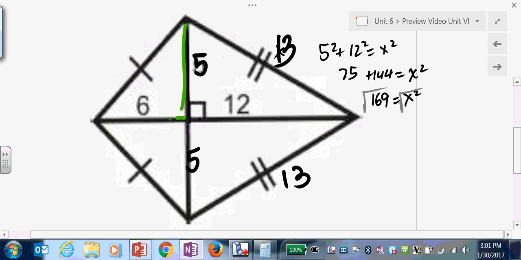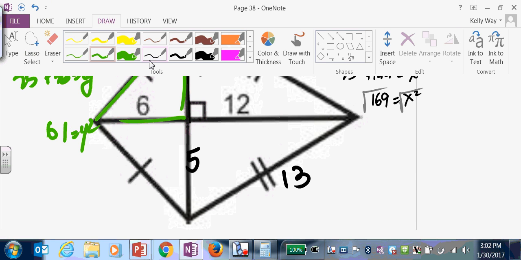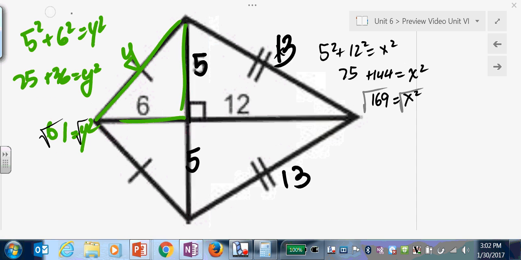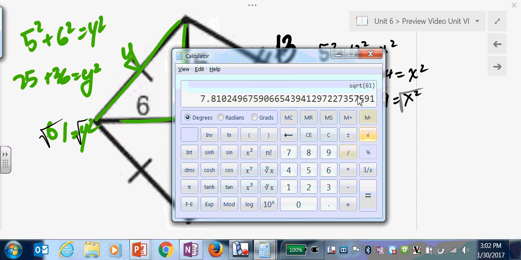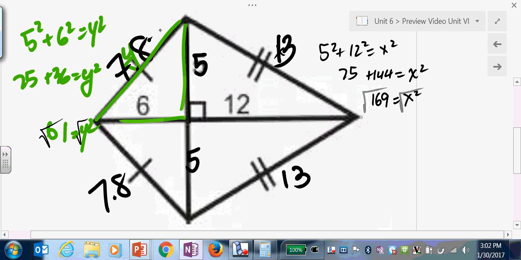We're going to come over here, and we're going to get 5 squared plus 6 squared equals y squared. Let's call this y. So that's going to be the square root of 61 equals y, square root both sides. And we got 7.8 over here. Now we have all our segment lengths.